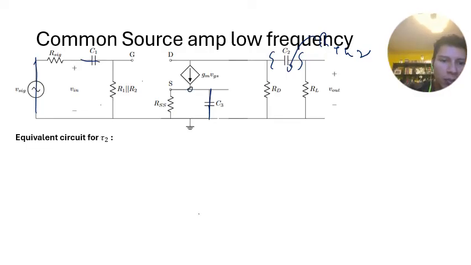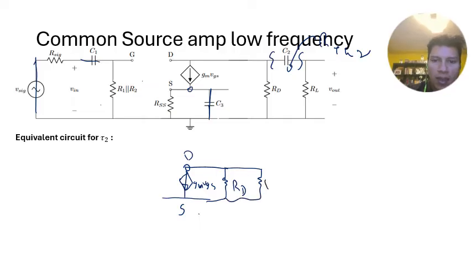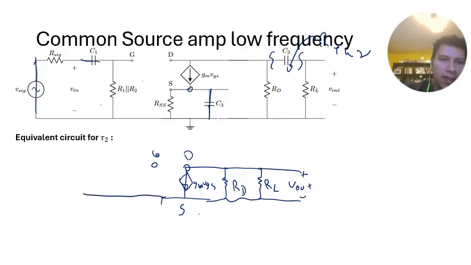Again, our source will be grounded. So we have here our source terminal, and then our drain terminal, and then we have GM VGS, and then we're going to have RD, and then we're going to have RL, and then this is going to be V out plus minus, and then here is our gate, and then now we have R1 in parallel to R2, and then R sig, and then this is shorted.